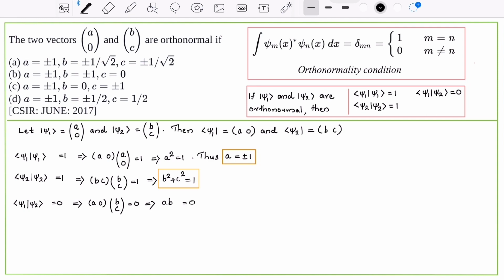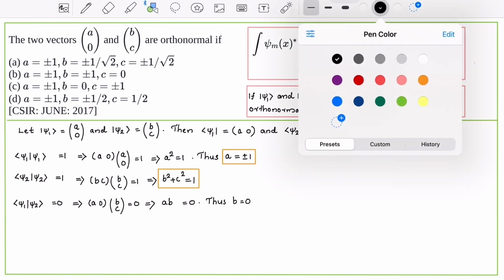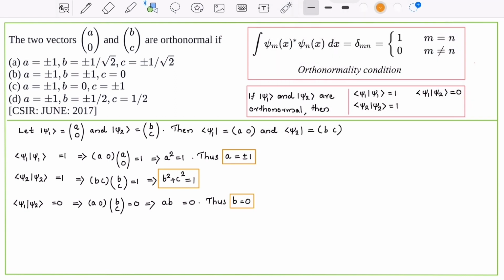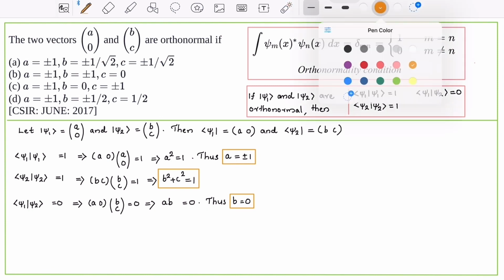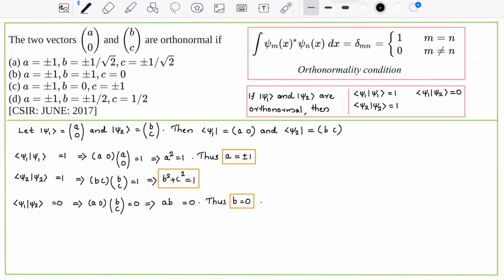Already we have A is equal to plus or minus 1. Therefore, we can say that B is equal to 0. We have B square plus C square is equal to 1 and we have proved that B is equal to 0. Since C square is equal to 1 minus B square and B is equal to 0, we have C square is equal to 1, thus C is equal to plus or minus 1.